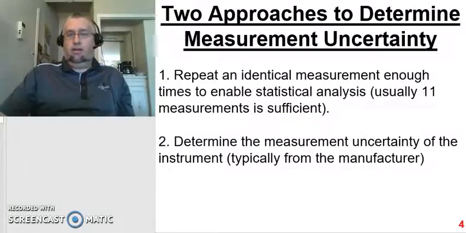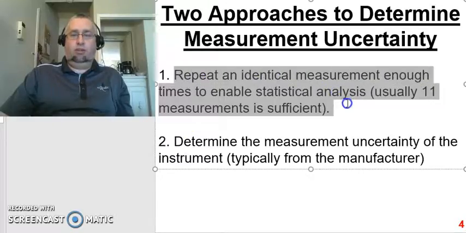Okay, so there are two approaches to determine measurement uncertainty. The first is to repeat an identical measurement enough times to enable statistical analysis. We'll talk about that one in great detail in this lecture. The second approach is to determine the measurement uncertainty of the instrument, typically using manufacturer specifications, and I will talk about that one in a subsequent lecture. So let's circle back and talk about this first one, the statistical approach.